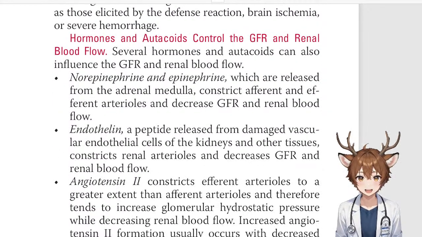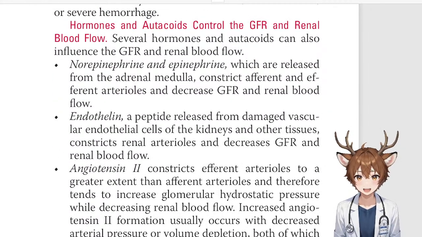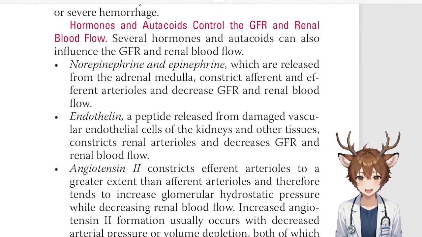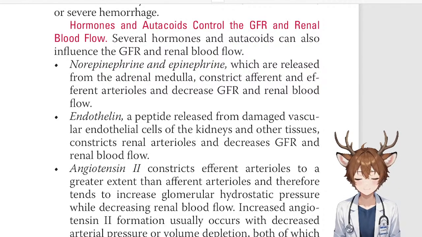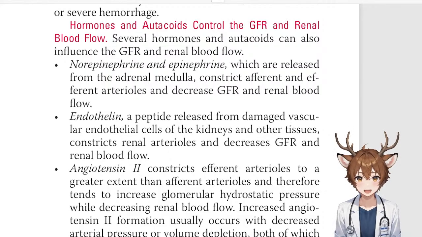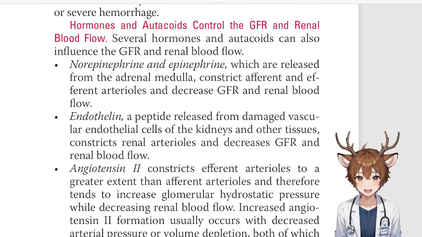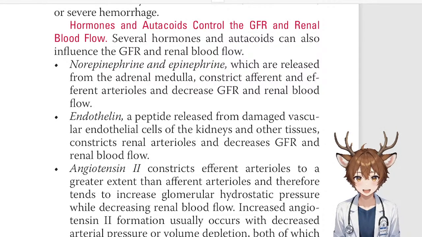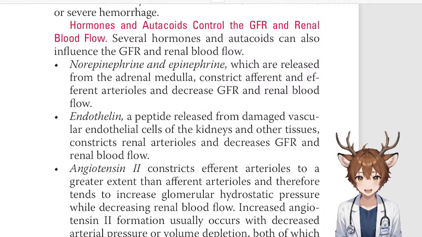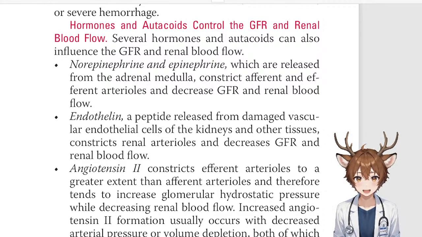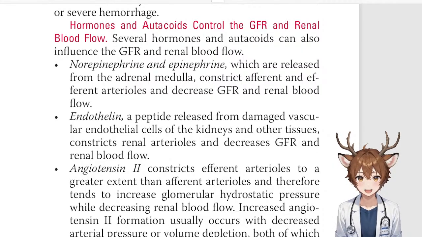Hormones and autocoids control the GFR and renal blood flow. Several hormones and autocoids can also influence the GFR and renal blood flow. Norepinephrine and epinephrine, which are released from the adrenal medulla, constrict afferent and efferent arterioles and decrease GFR and renal blood flow. Endothelin, a peptide released from damaged vascular endothelial cells of the kidneys and other tissues, constricts renal arterioles and decreases GFR and renal blood flow.